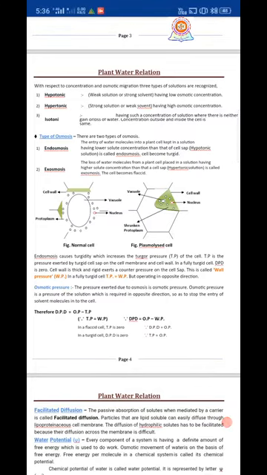Therefore, diffusion pressure deficit is equal to OP minus TP.